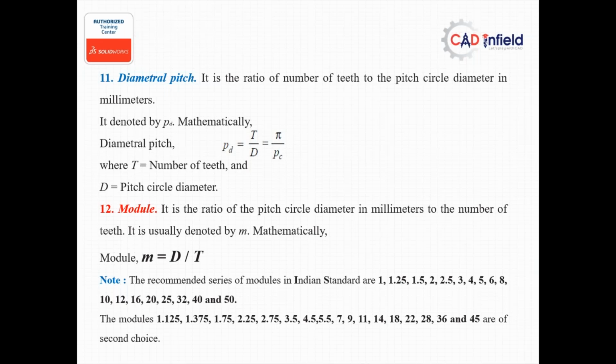Here we have 48 divided by 12, module is 4. Or 96 divided by 24, again we are getting the module as 4. So this d by t ratio is most important, and torque will get transferred only if the module is the same. That is the design criterion I would like to highlight to you.